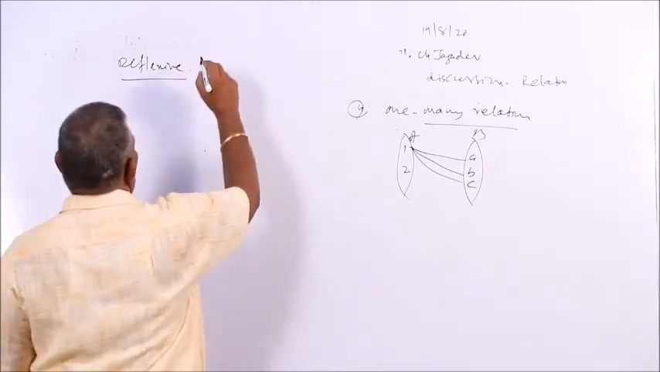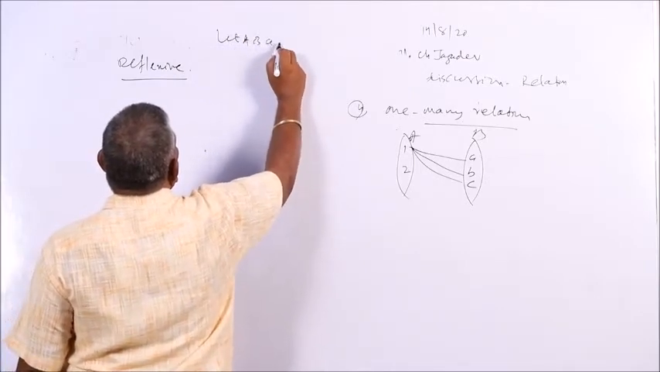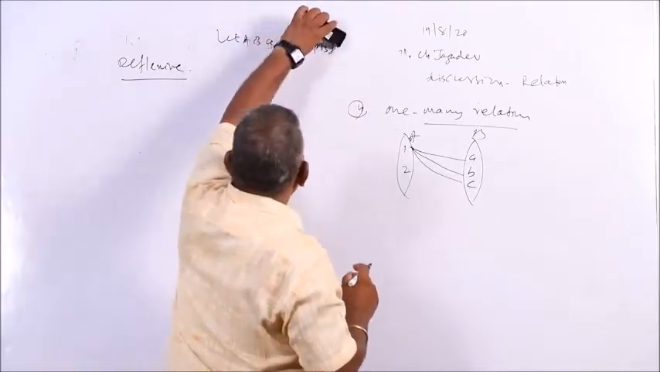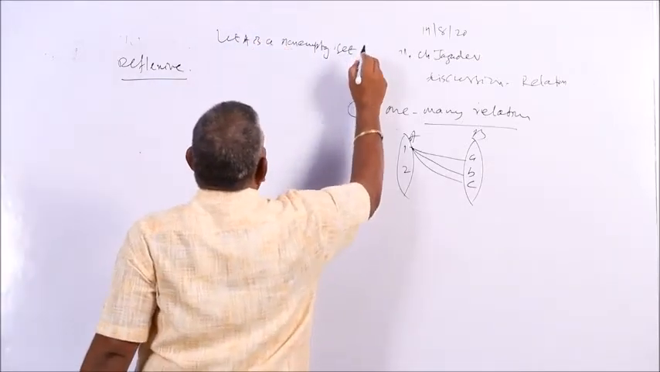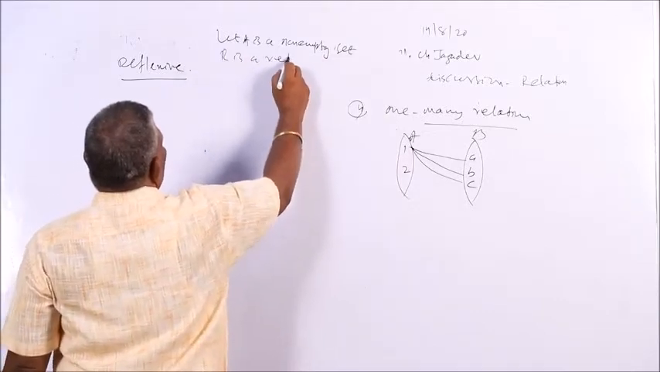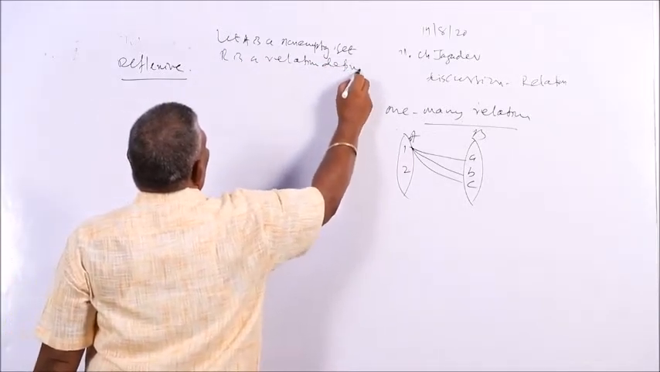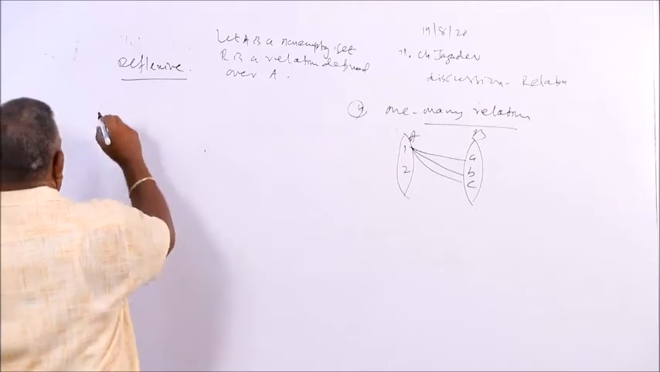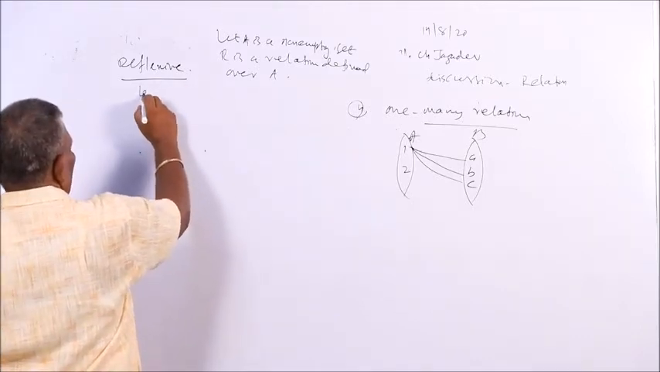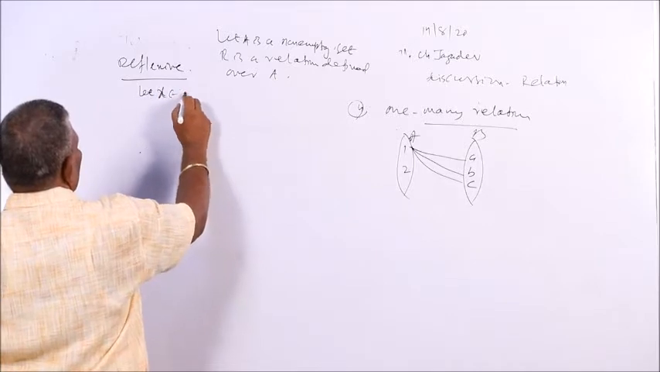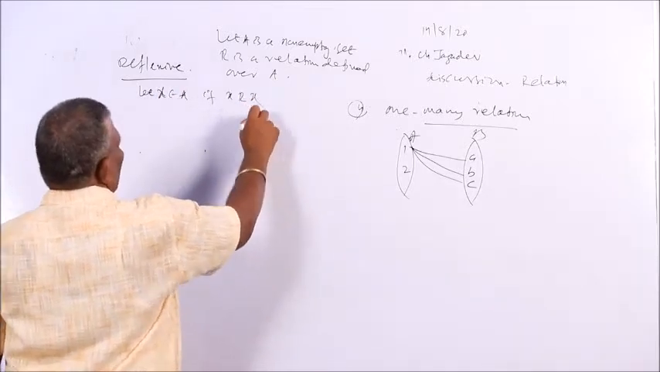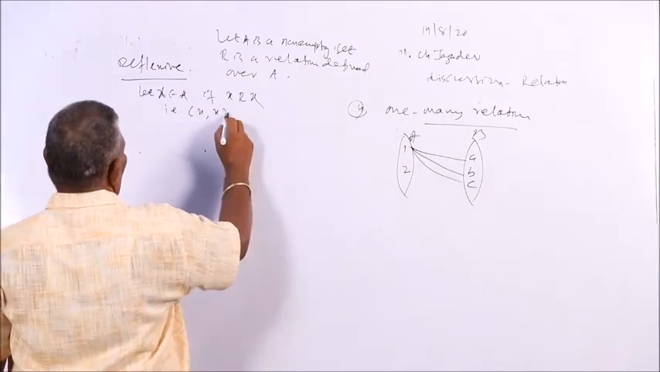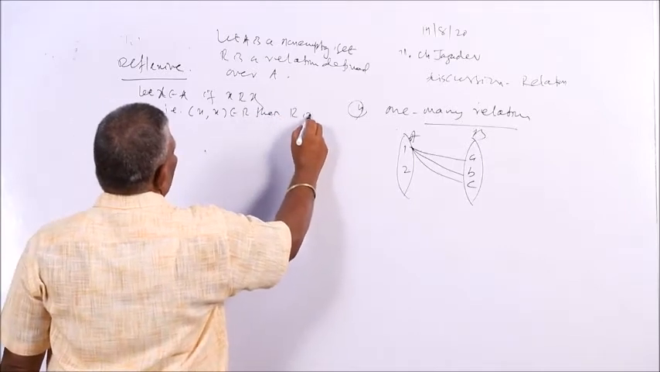Reflexive. Let A be a non-empty set, and R a relation defined over A. What is the reflexive property? Let x belong to A. If x is related to x, the element is related to itself, that is, the ordered pair (x, x) belongs to R, then R is reflexive.